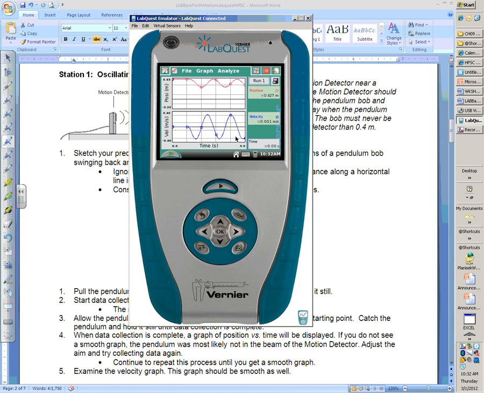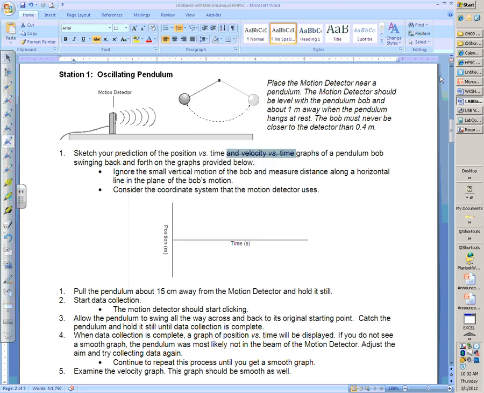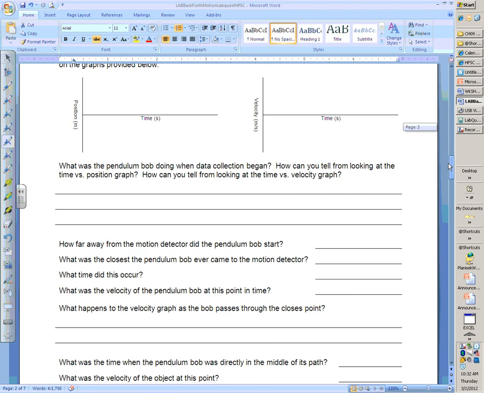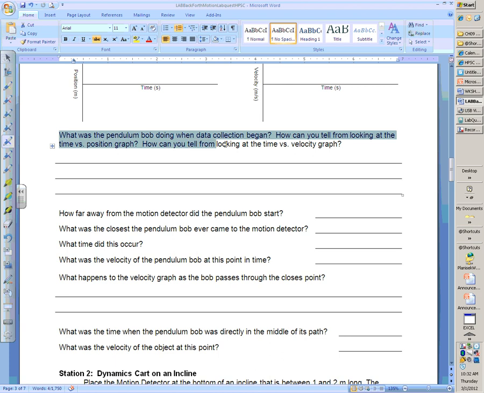All right. Did we get our graph sketched? Apparently, Flavie didn't. Sorry. Oh, there it is. My bad. All right. Let's start working on these questions. So the first question on your lab underneath the graph says, what was the pendulum bob doing when data collection began? How can you tell looking at the time versus position graph? How can you tell from looking at the time versus velocity graph?